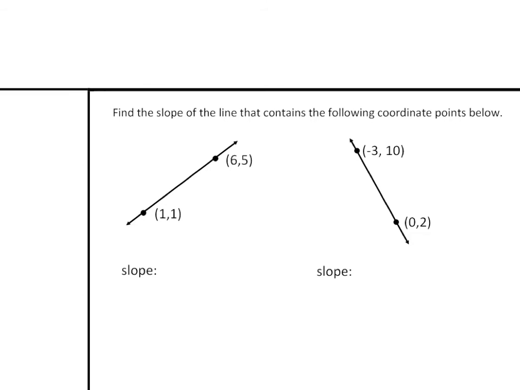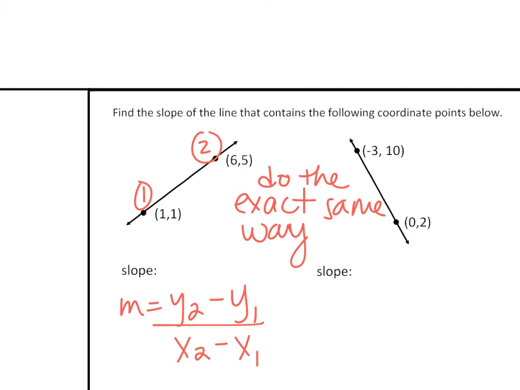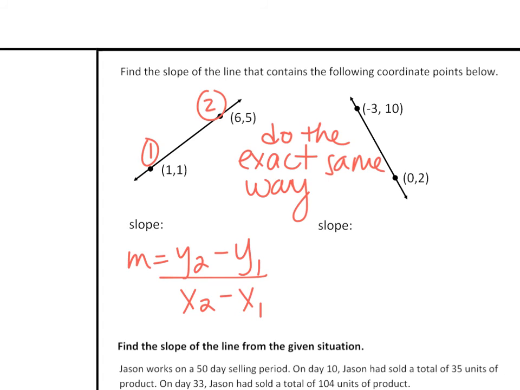On problems like this, do it the exact same way. So don't freak out just because they're on a line. You're going to number your points like 1, 2, and then use your formula. So if it's not on a grid, but you still see it on a line with the points like that, you can't really use the triangles. You're going to have to use the formula, okay?